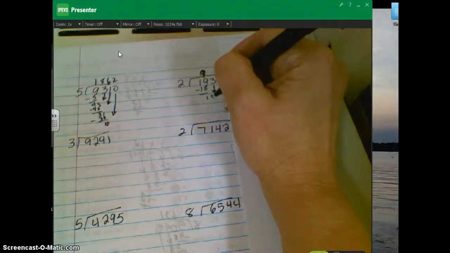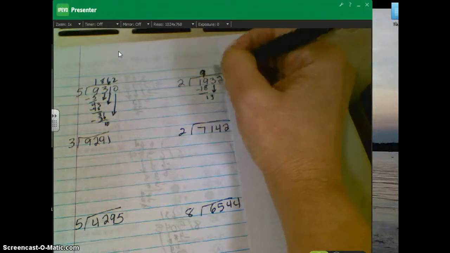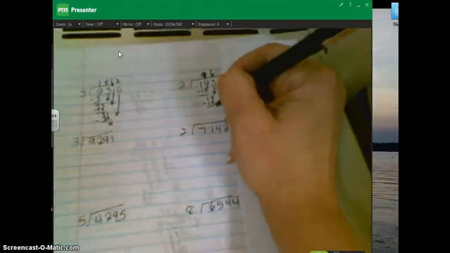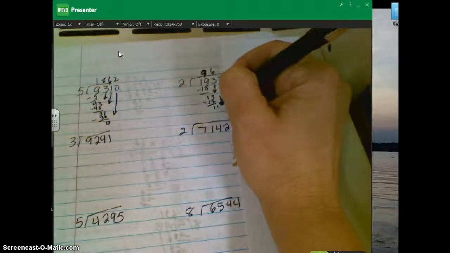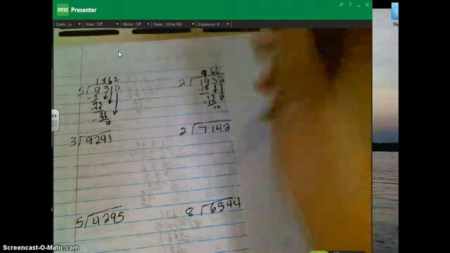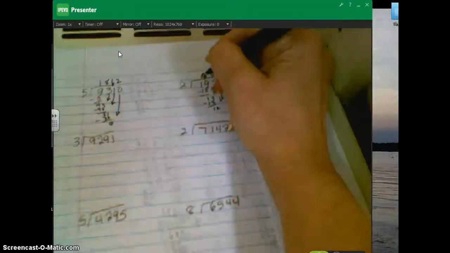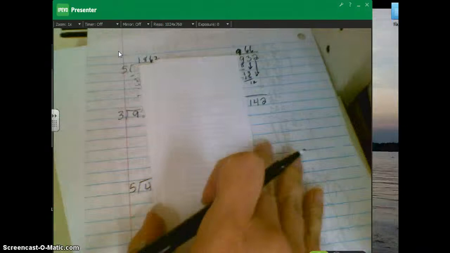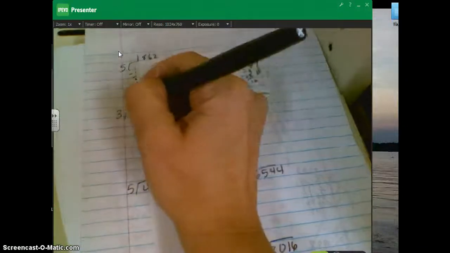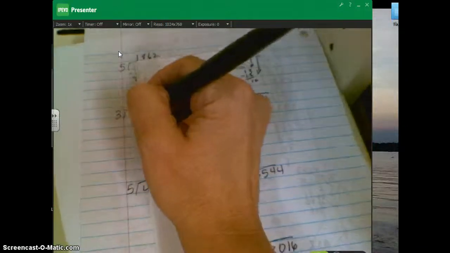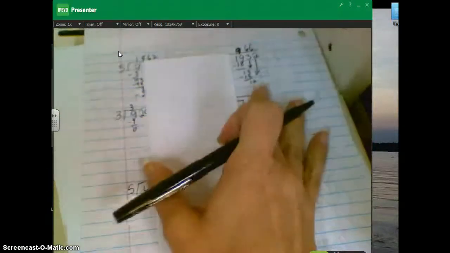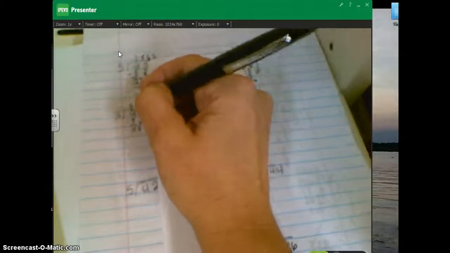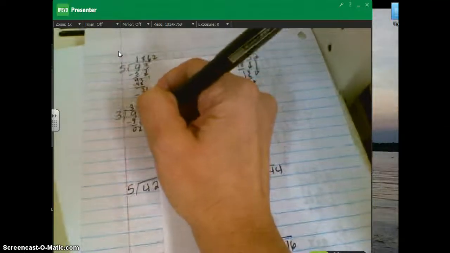We've got a 3. 2 times 6 is 12. Subtract and you get 1. Bring down your 2. And 2 times 6 is 12 again. So we've got 966. Sorry for the messy handwriting there. And 3 times 3 is 9. Subtract, get 0. Bring down your next digit. A 2. It's too small, so it must be a 0.